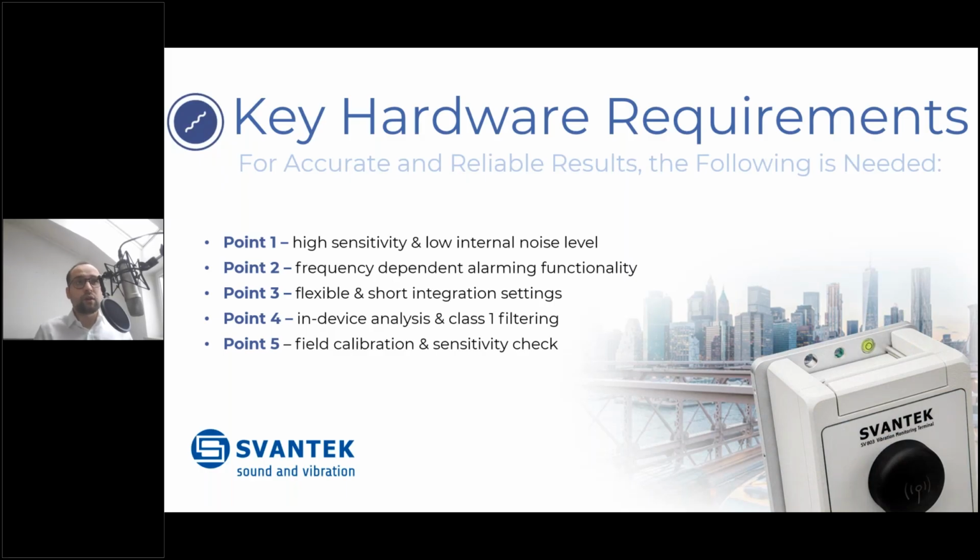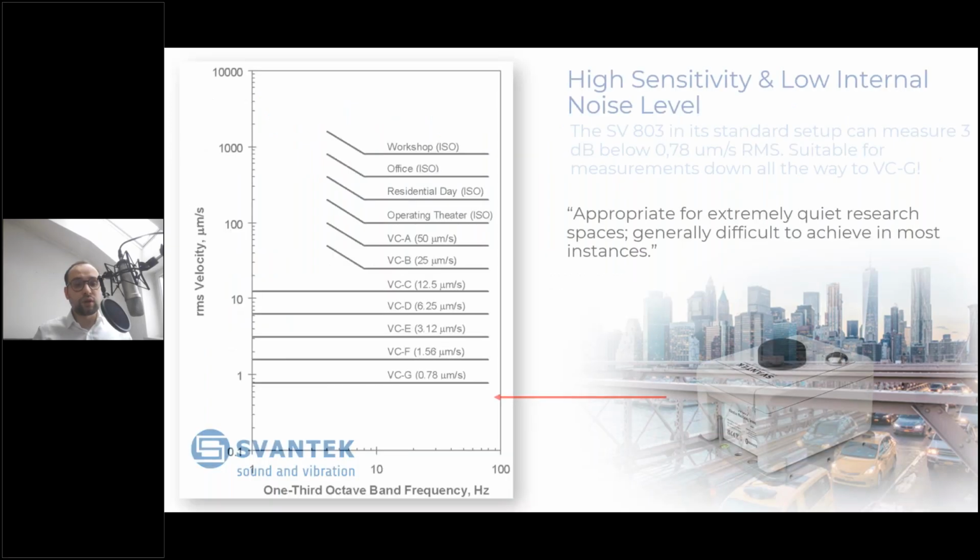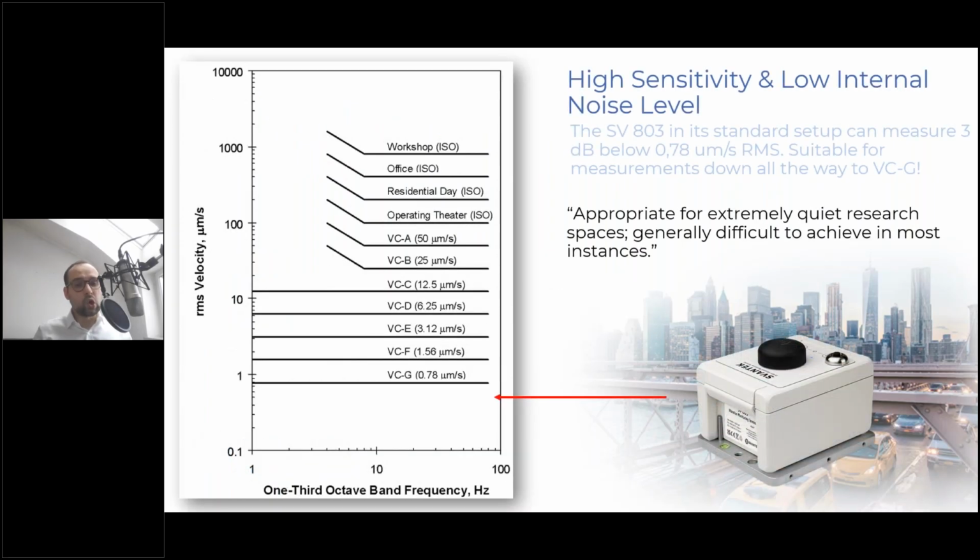Now, point number one, which obviously is the most important one, is high sensitivity and low internal noise. Now, you need to be sure that you are well below the VC line that you're trying to measure against. Usually, the rule of thumb is 3 dB below the VC curve. This means that if your internal noise level is at the VC level, you can't really be measuring that VC level because there is no signal to noise ratio to cover for that. So you'll be triggering that at all times.